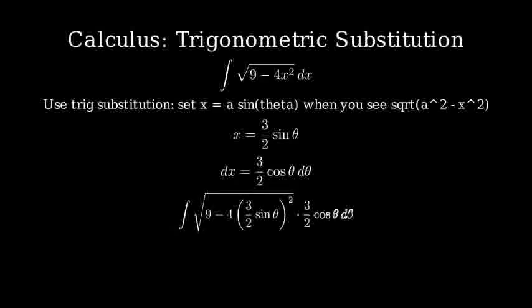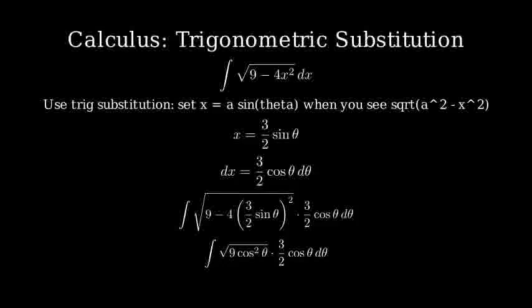Substituting these into the integral, it becomes the integral of the square root of 9 minus 4 times the quantity 3 halves sine theta squared, times 3 halves cosine theta. When you simplify the expression under the square root, it becomes 9 times the cosine squared of theta.